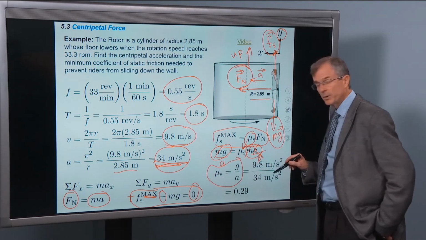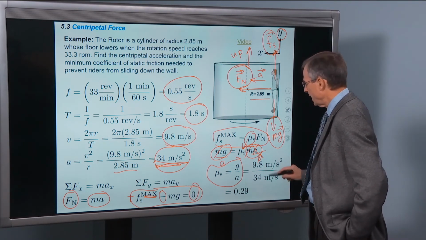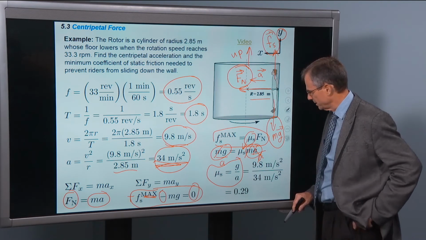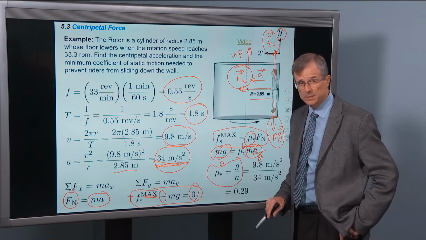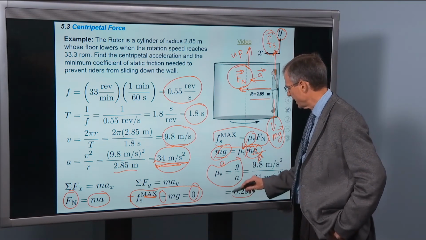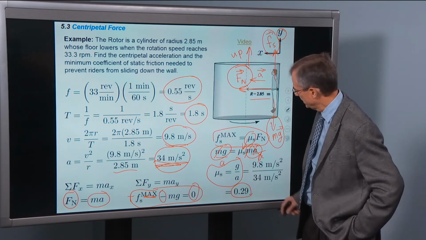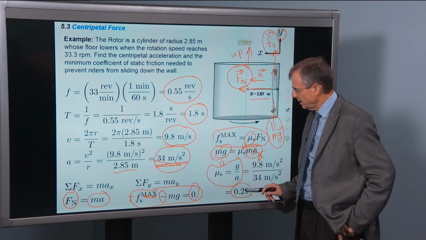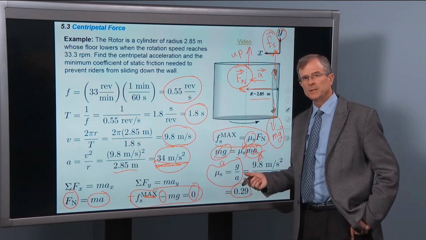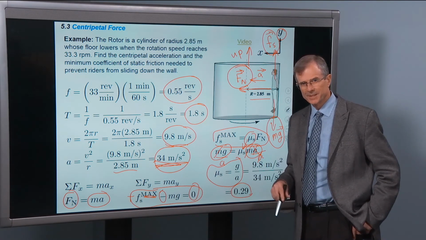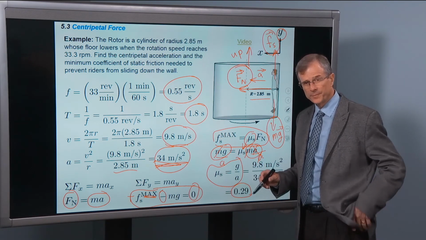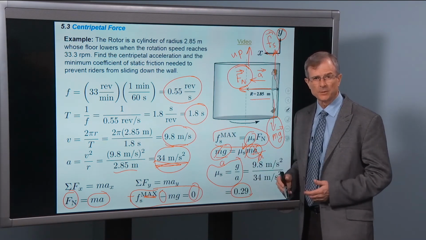G, we know it's 9.8. A is 34 meters per second squared. So that's about 3.5 g's. It's a fair amount of acceleration needed to do that. And so mu-s has to be, at a minimum, 0.29. If it were less than that, there'd be less static friction and you would slide down the wall. If it were more, then that's fine. You still stick to the wall.